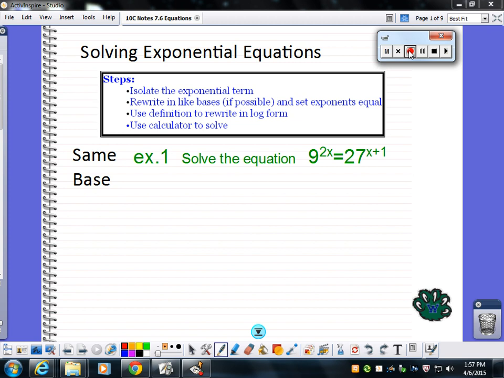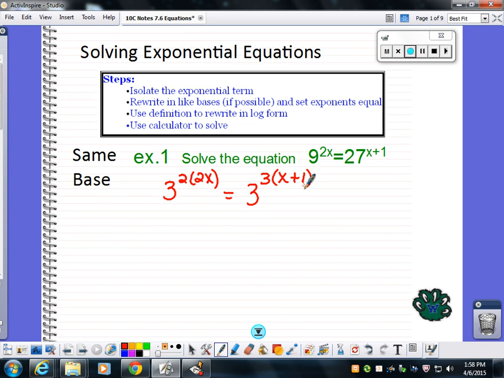All right, example number 1. We're going to solve the equation 9 to the 2x is equal to 27 to the x plus 1. All right, we notice that 9 and 27, we can rewrite these both with a base of 3. So that's what I mean by same bases. So we're going to rewrite our equation. We're going to rewrite 9 as 3 squared to the 2x, and we're going to rewrite 27 as 3 to the third to the x plus 1.